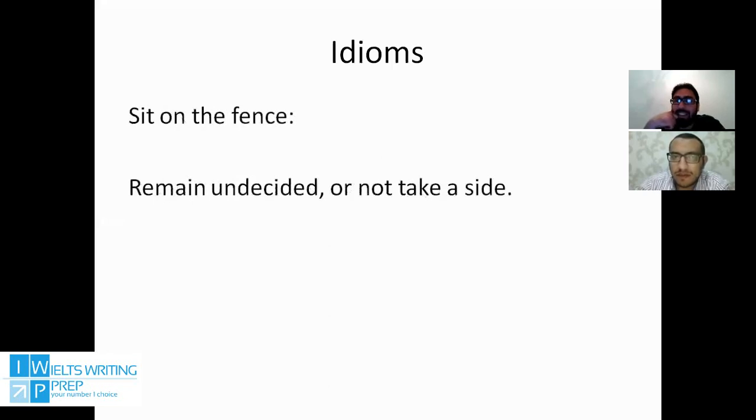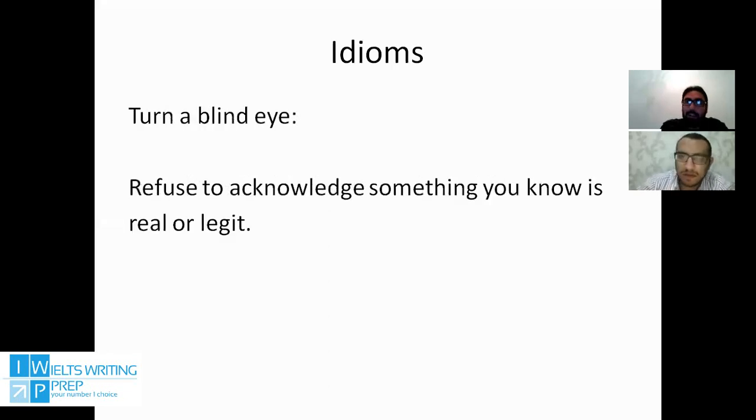"Sit on the fence." If you sit on the fence, you don't take a side, or maybe you don't take action because you're hesitant. This could be in regards to two different positions on something. You could say, "Actually, I'm sitting on the fence here. I'm not really sure whether this is better than this."